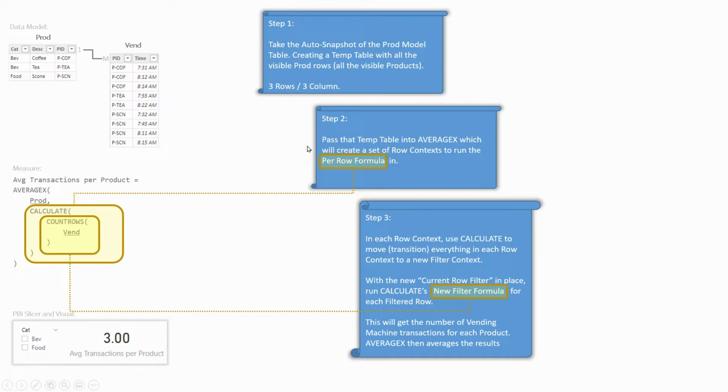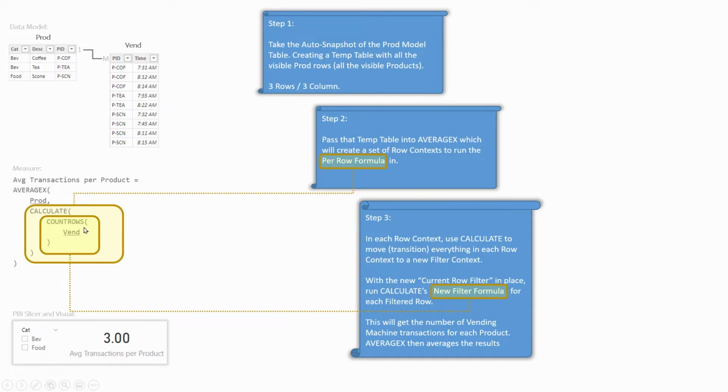Up here we have the per row formula, which is this outer bit that runs once per row. And so once per row, we're going to run this bit, which has its own subformula, which is this right here, which runs once in the new filters that were set up by CALCULATE. Okay. So what do we do once we've got those new filters set up with the current row filter? Well, in each row, we're going to use the auto snapshot to get all the visible rows of vend, all the transactions for that row's product, coffee, tea, or scone. And once we get that temp table, we're just going to count how many rows are in it.